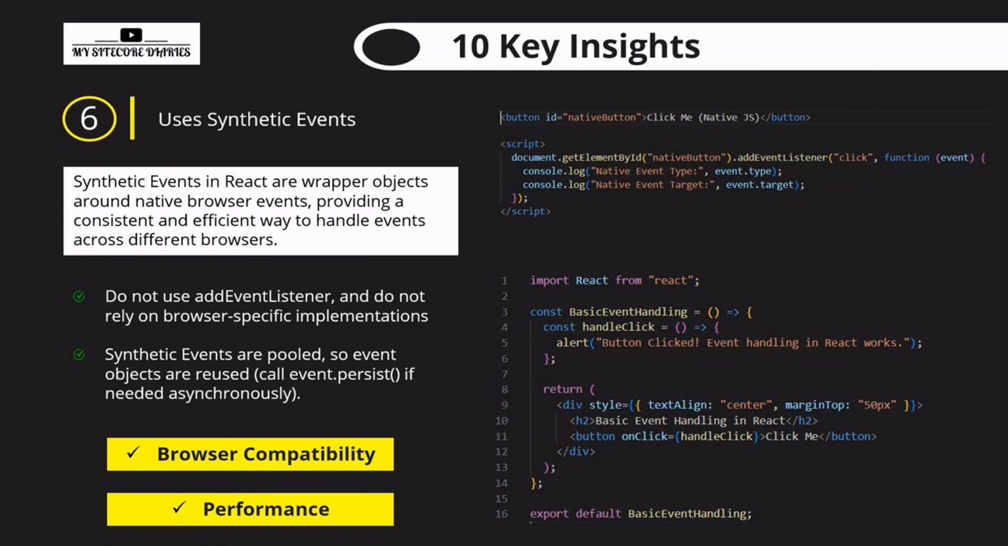And second is the performance. So React batches event handling and optimizes the performance by reusing the event objects. So this benefit ensures a smooth and efficient event handling mechanism in the React application.